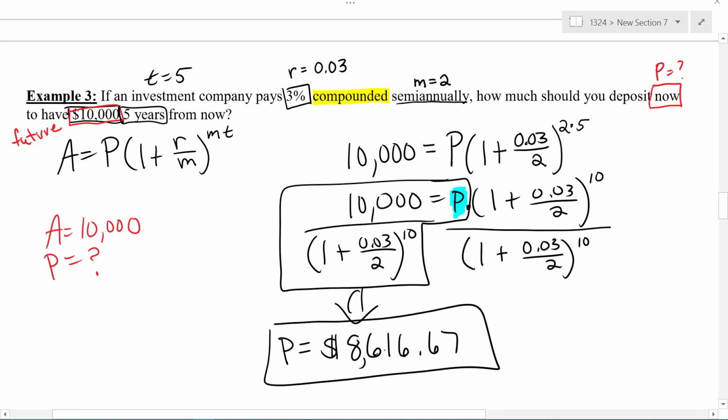Alright, so this is how much we would have to invest now, so that 5 years from now we would have $10,000 sitting in this account that earns 3% interest if it's compounded semi-annually.